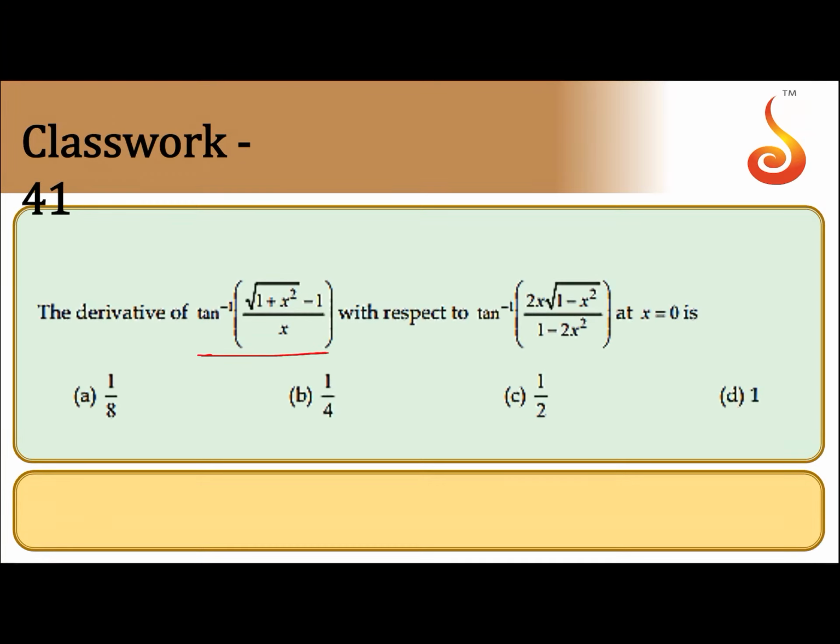Coming to next one. This is half tan inverse x formula, and this you need to simplify it by substituting x equals sine theta. So y is equal to tan inverse of root of 1 plus x square minus 1 by x, which is equal to half tan inverse x. You know that. And z is equal to tan inverse of 2x root of 1 minus x square by 1 minus 2x square.